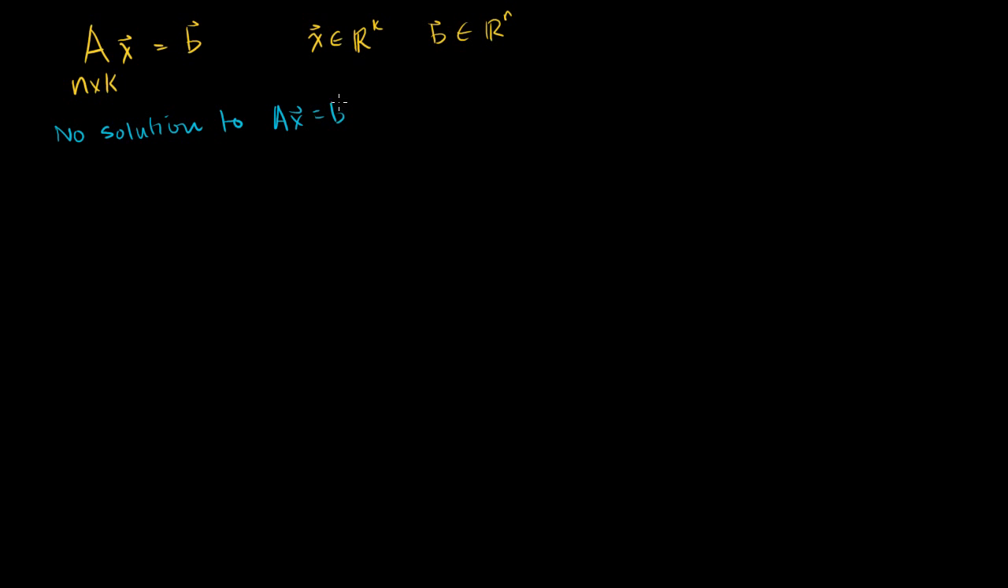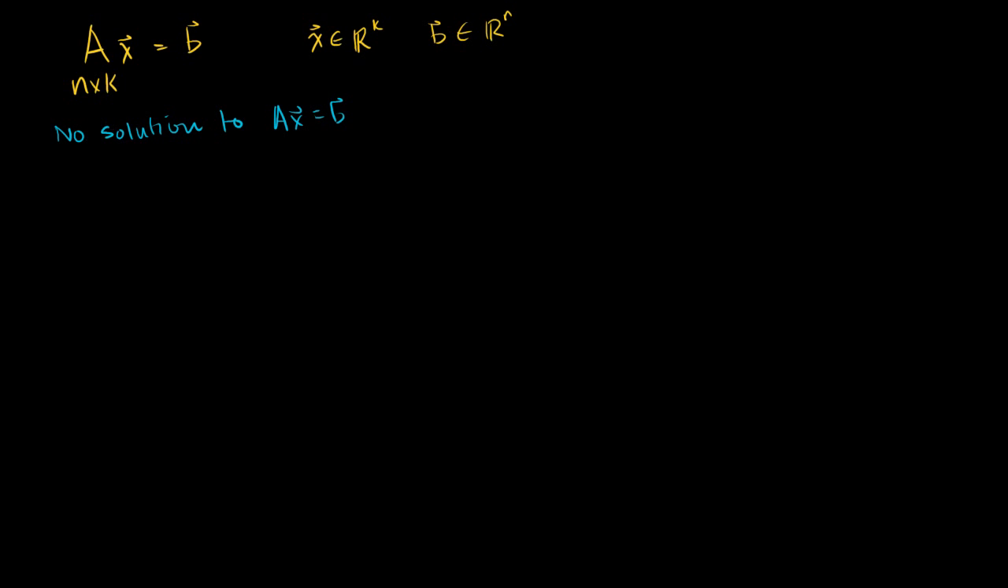Let's say I have some matrix A. Let's say it's an n by k matrix, and I have the equation Ax is equal to b. So in this case, x would have to be a member of R^k, because we have k columns here, and b is a member of R^n. Now, let's say that it just so happens that there is no solution to Ax is equal to b.